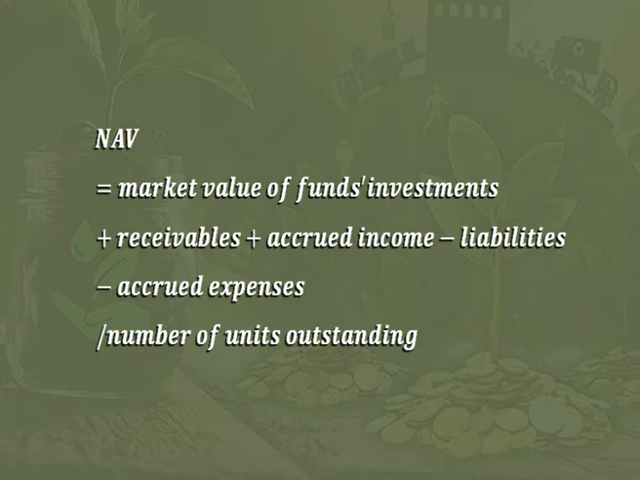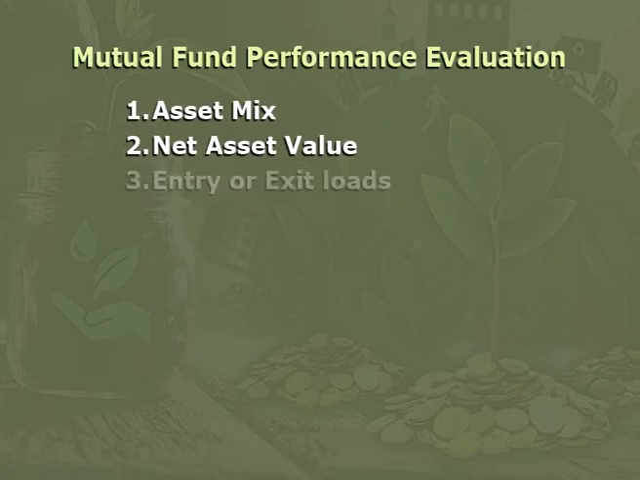It is computed as NAV is equal to market value of fund's investments plus receivables plus accrued income minus liabilities minus accrued expenses, divided by number of units outstanding. Number 3, entry or exit loads. The amount loaded by fund managers to purchase or sell units. Such loads justify the administrative expenses to be incurred by the fund managers.